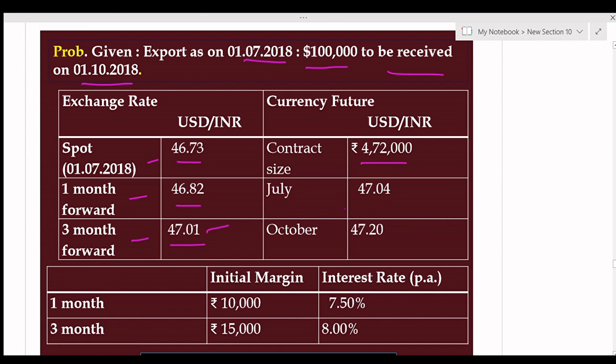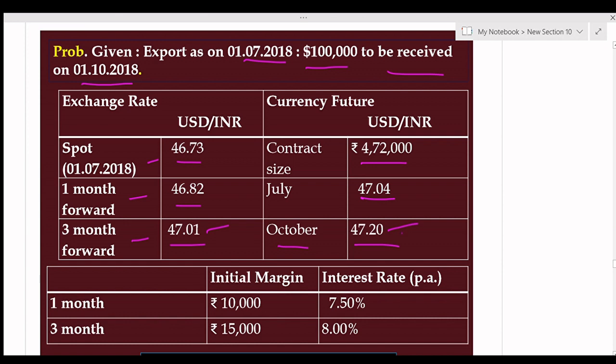4,72,000 rupees. Contract size is lot size multiplied with the exchange rate. Here, the July spot future rate is 47.04, and the October spot future rate is 47.20, that is the future rate after 3 months when the exporter will receive the dollars. So this is a very important rate: the October spot future rate, which is 47.20.